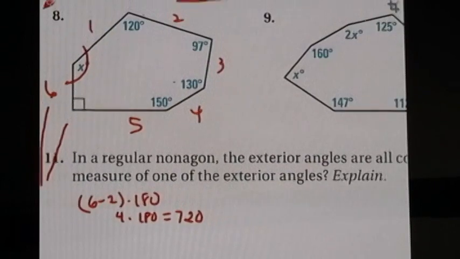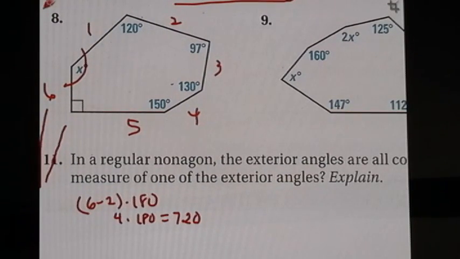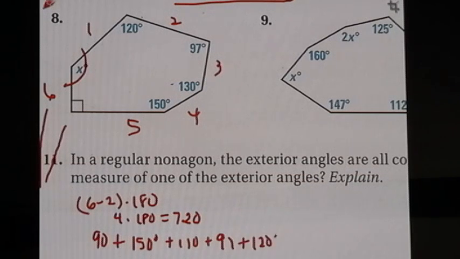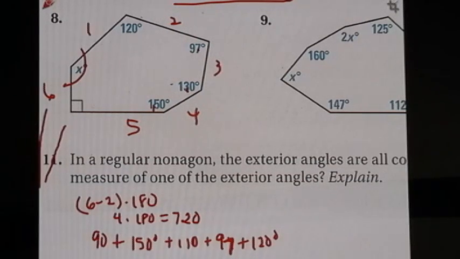Okay, now you have to find out how many you already have. I suggest marking these as you put them in your calculator, but also making sure you write it down somewhere. 90 plus 150 plus 130 plus 97 plus 120. Okay, 1, 2, 3, 4, 5. This is 97. It doesn't look like a 97. And that's 110. Okay. 90 plus 150 plus 110 plus 97 plus 120 gives you 567.